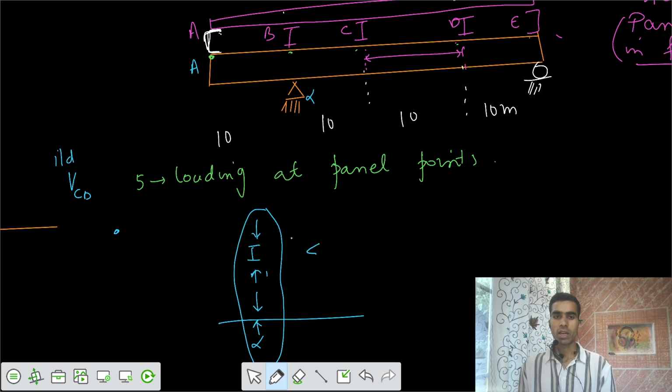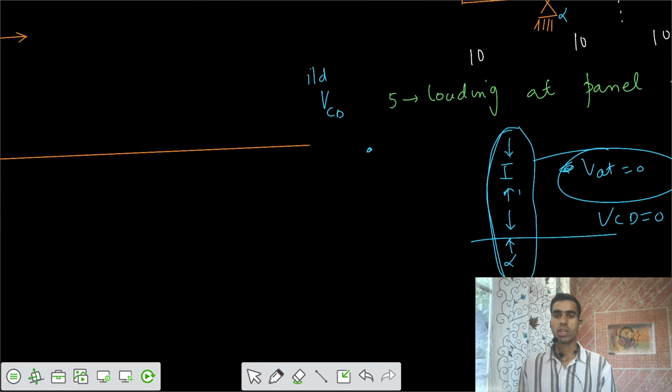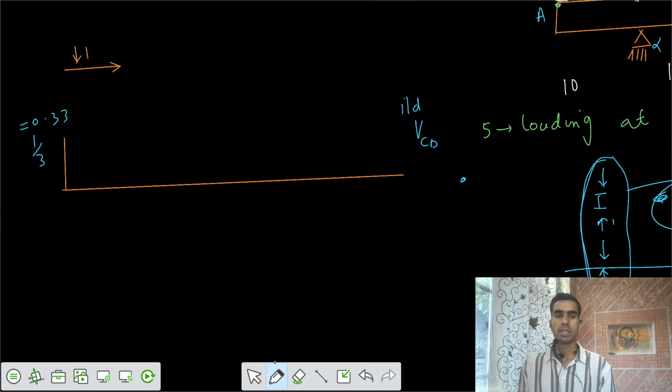So shear at all points is equal to 0. Except at this point, if you take any point, shear would be 0. Shear would be 0 everywhere. So that means VCD is equal to 0. When the load was at point B, shear was 0 at points C and D also. So we got the second ordinate also.